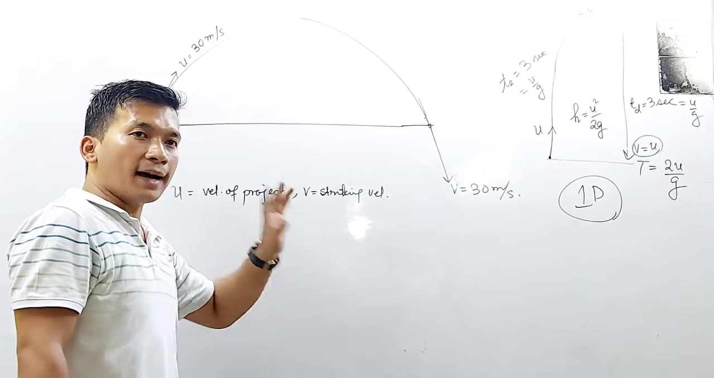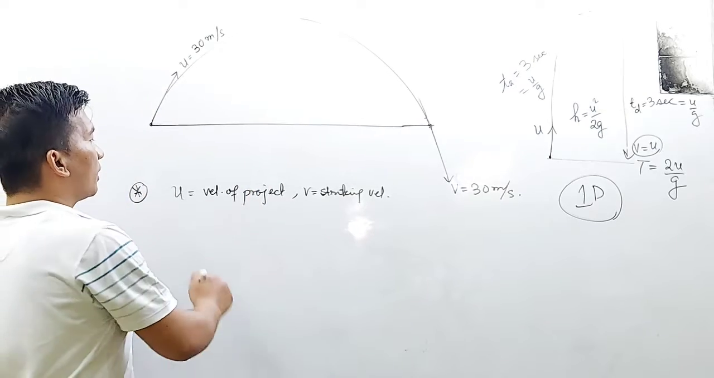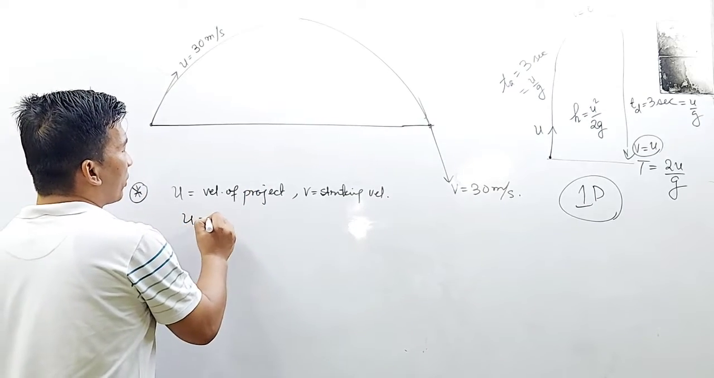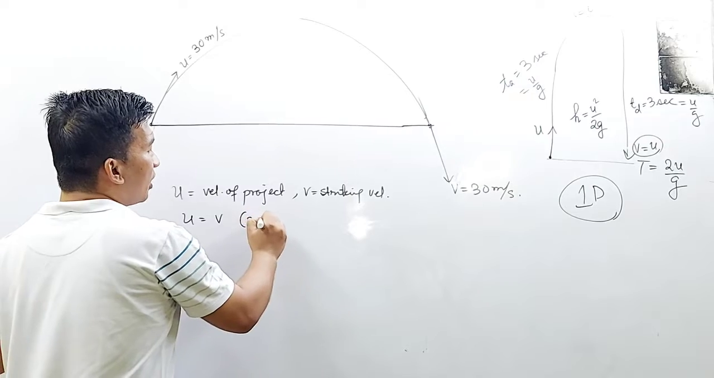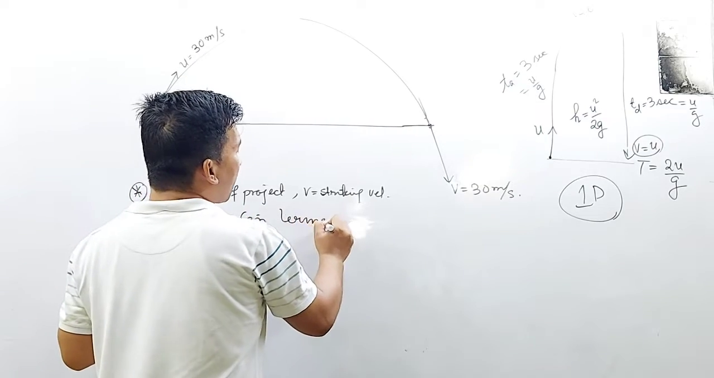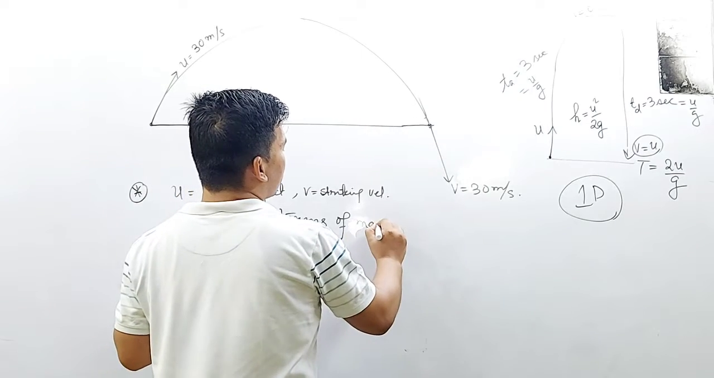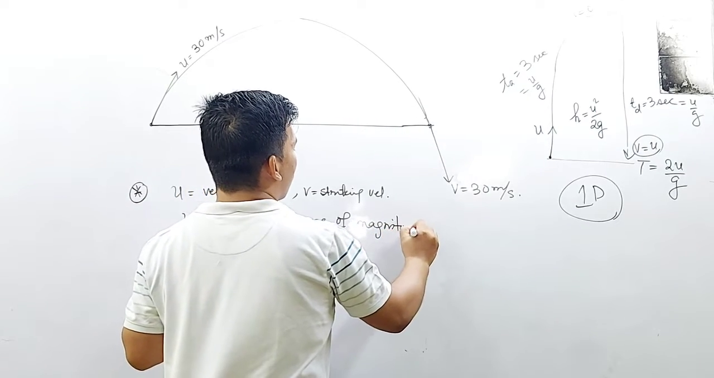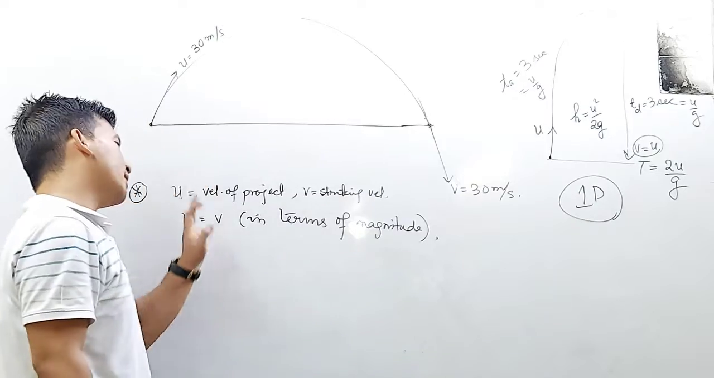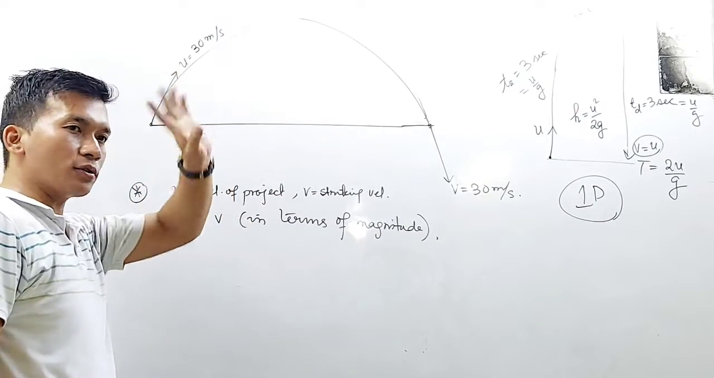Okay, understood. So here u will be equal to v, in terms of your magnitude. See, concept point number 1, understood?